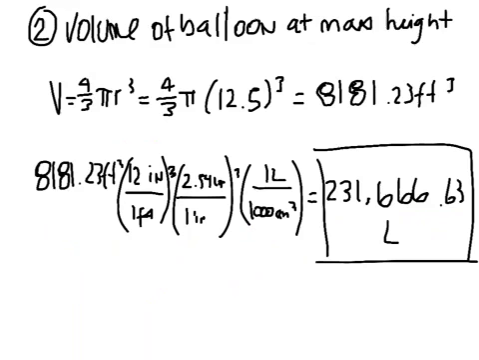Next, we need to find the volume of the balloon at maximum height so we can calculate the mass of the same volume of air at different altitudes to see if the balloon will float or not. We use the volume equation with the given radius, which is in feet, to find the volume in cubic feet, and then we use conversions to convert it to liters.